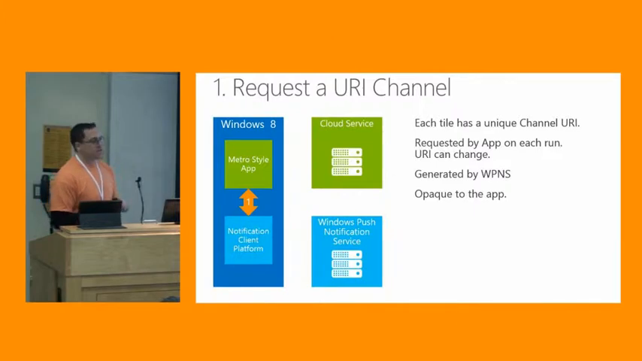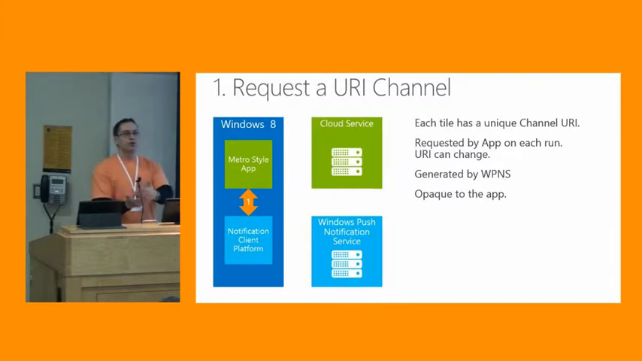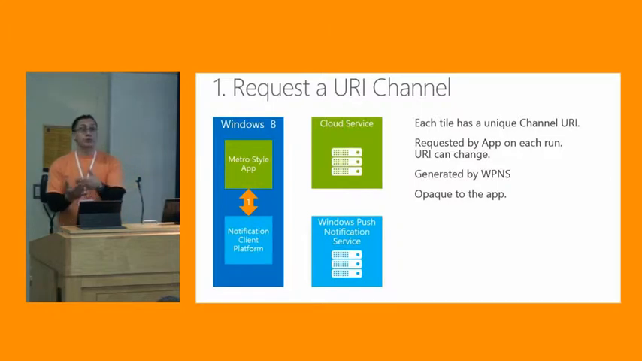So when I'm requesting a URI, it's a URI that represents my tile, my app, and me. So it's per user, per application. In the secondary tile scenario, it's per user, per secondary tile. So it's like a unique address. We request this each time we run the app.